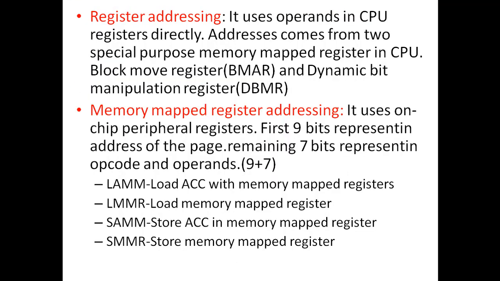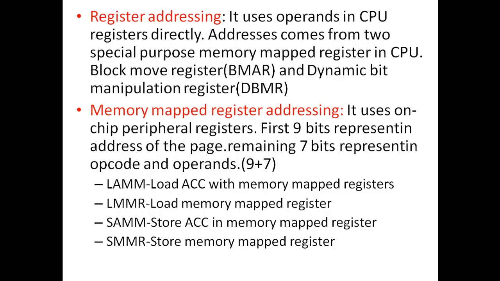Register addressing, it uses operand in CPU register directly. Address comes from two special purpose memory mapped registers in CPU: block move registers and dynamic bit manipulation registers.